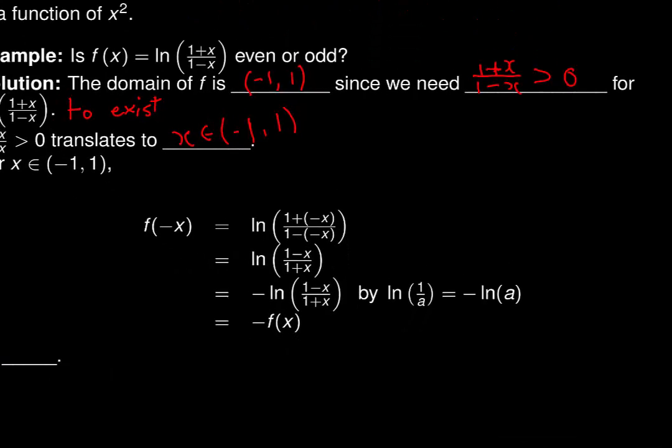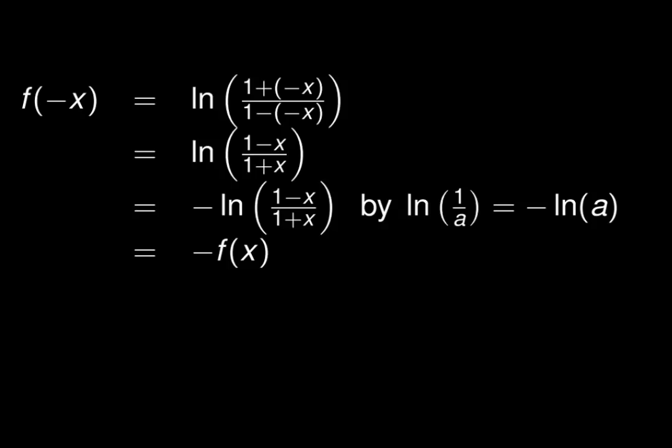So for such an x, f of minus x, we just substitute this in the equation. So in place of x, we substitute minus x. Then from this original formula, we have 1 plus minus x, and on the bottom, we have 1 minus minus x. Well, this 1 plus minus x just becomes immediately 1 minus x, and the denominator 1 minus minus x becomes 1 plus x.